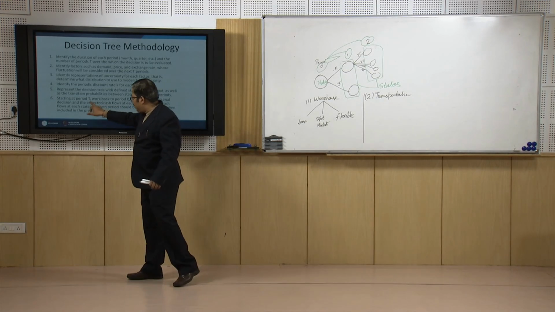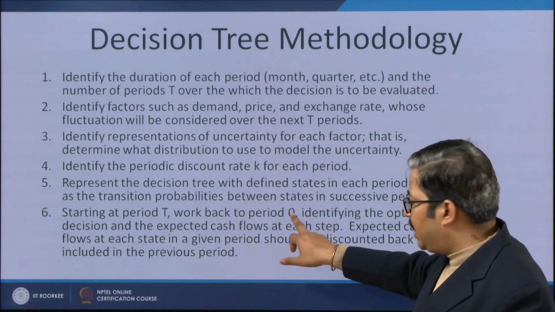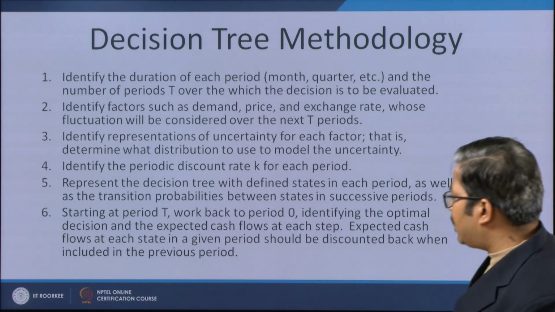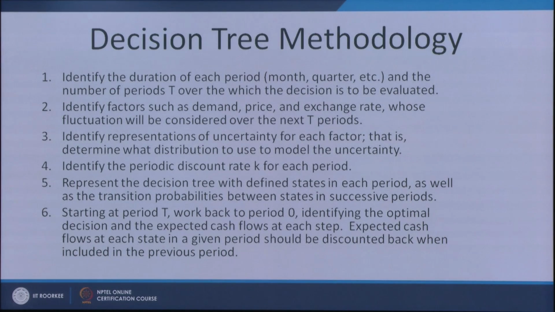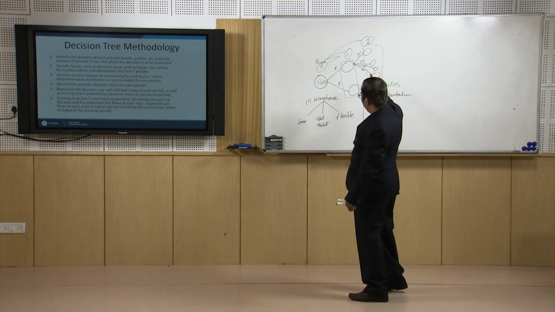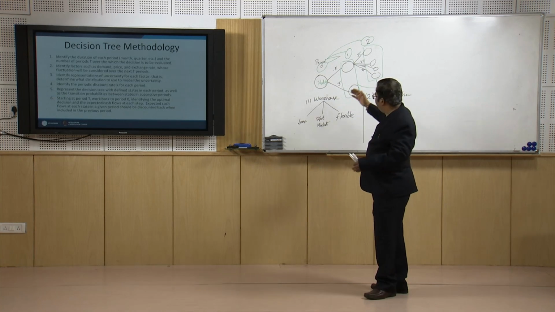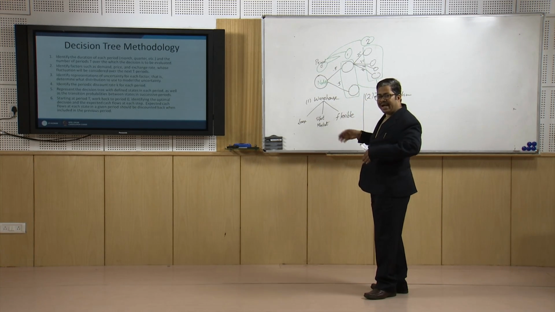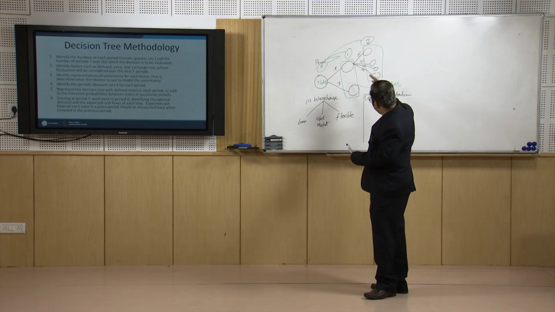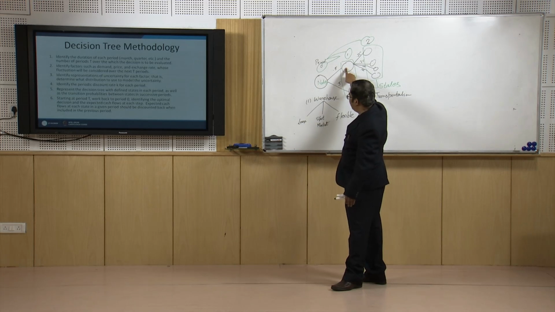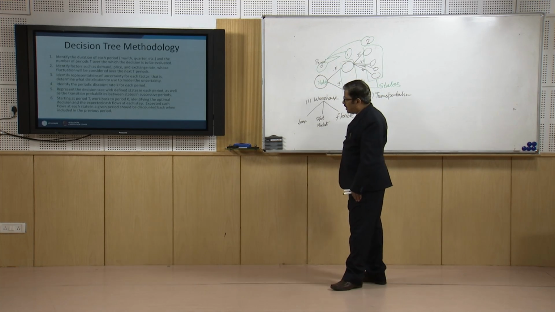So, starting at period T, work back to period 0, identifying the optimal decision and the expected cash flows at each step. Because all these things are probabilistic in nature, we need to see the expected cash flow. Whatever cash flow is there at this state will be multiplied by the respective probabilities, and therefore we have the expected cash flow value.